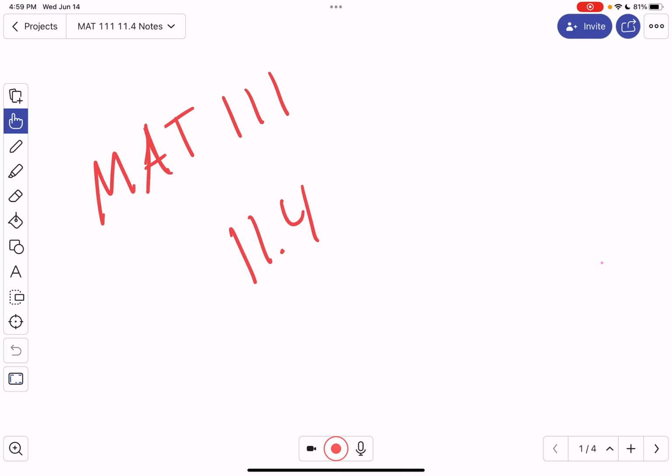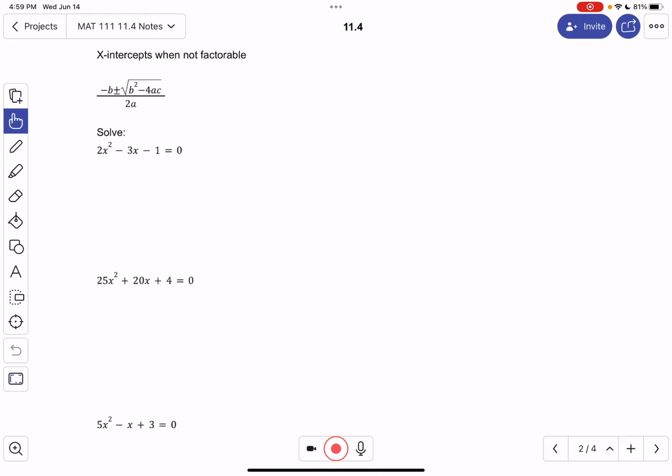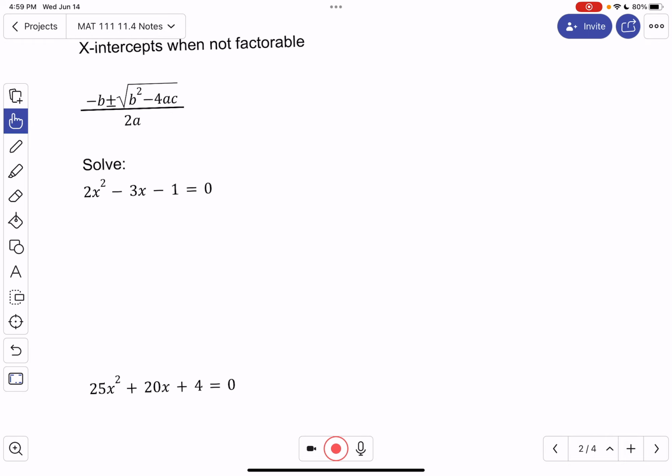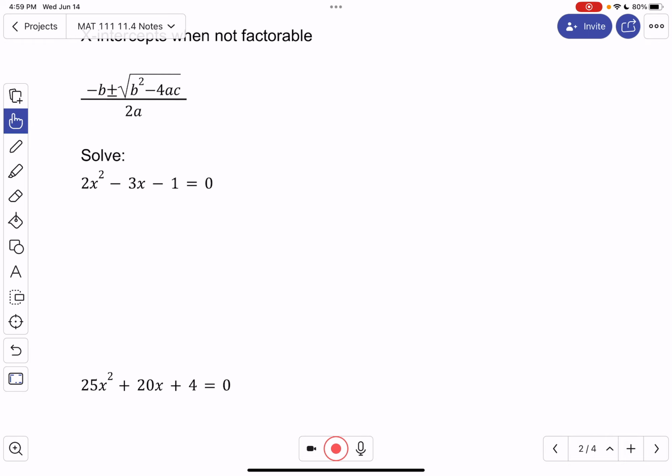All right, 11.4 tells us how to find x-intercepts when it's not factorable. So how do you solve when the tic-tac-toe doesn't work? Well, we use what's called the quadratic formula. It looks much more complicated than it is, but here it is.